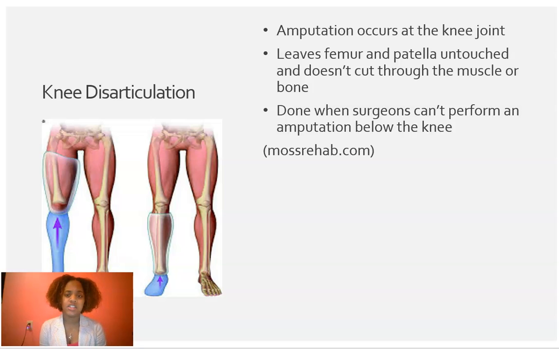Knee disarticulation. Amputation occurs at the knee joint, leaves femur and patella untouched and does not cut through the muscle or bone. This is done when surgeons can't perform an amputation below the knee.